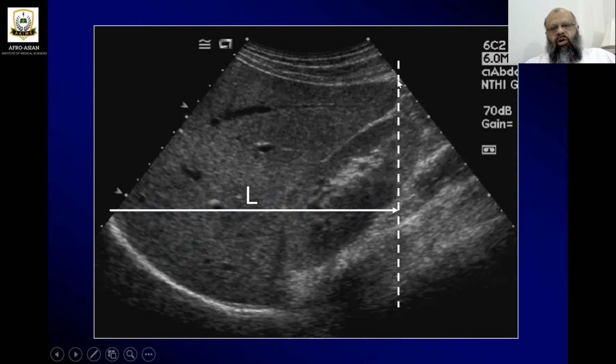Or we can draw a straight line here, and from the end of the visible part, which is the mid of the diaphragm, we draw a horizontal line. When it touches this vertical line from the end of the lobe, this gives us the length of the liver.